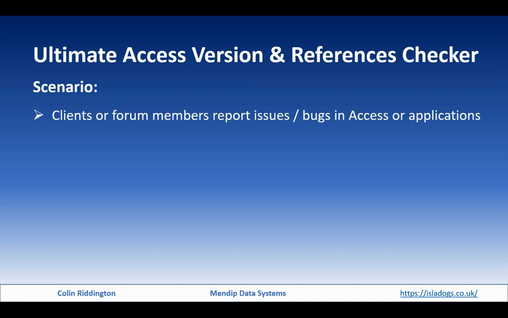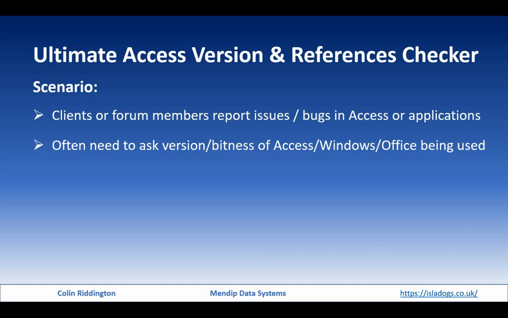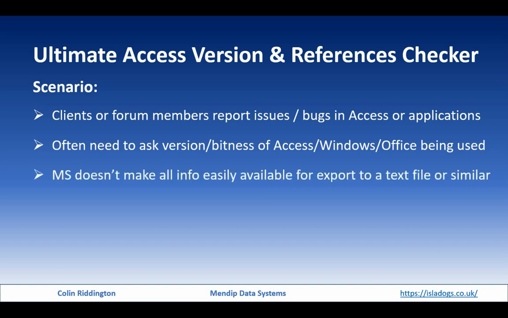We regularly get issues as developers where clients or perhaps forum members will report issues with software. Bugs in Access, or perhaps bugs in your applications. And one of the first things we need to do is to ask them what version of Access, Windows and Office they're using and what bitness they have. Trouble is, for many people, finding that information is not easy. Microsoft hasn't made life easy by putting in a simple place that they can just export it to a text file or put into an email. And the idea is to actually find a way of doing this more easily, especially for inexperienced users.